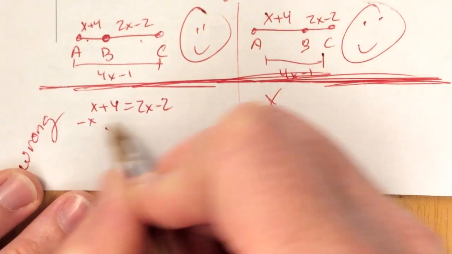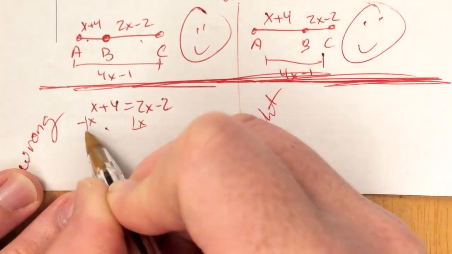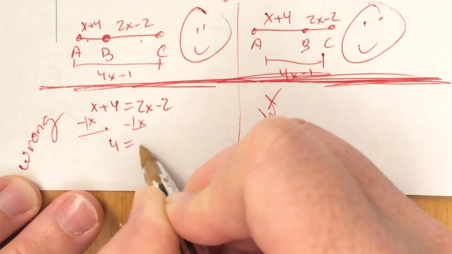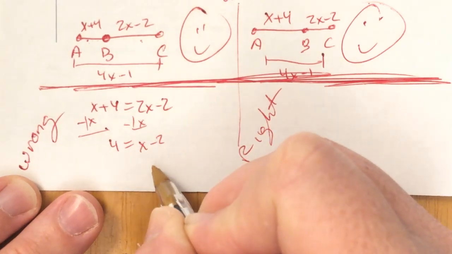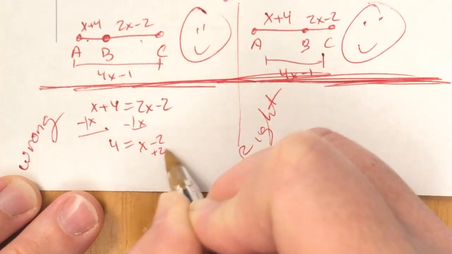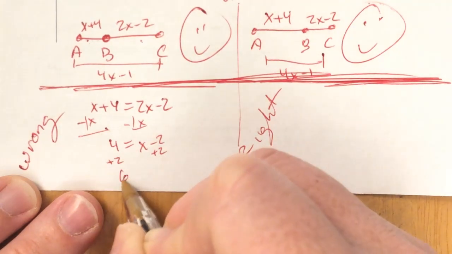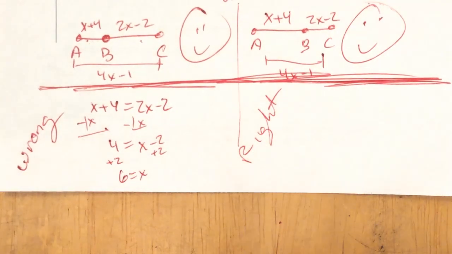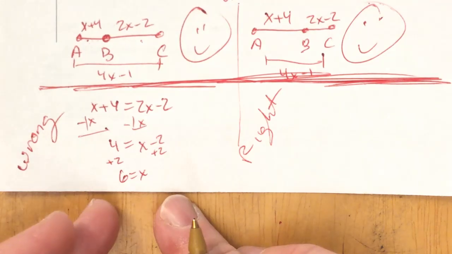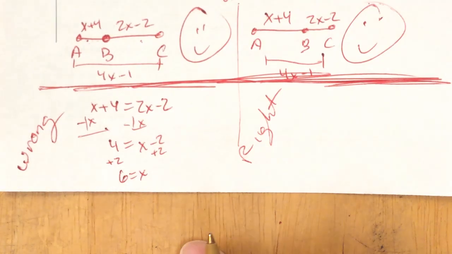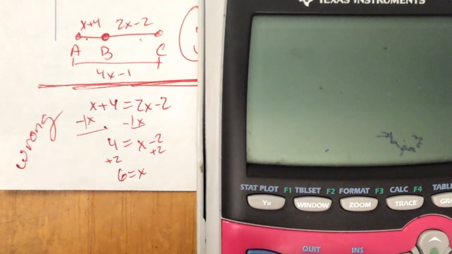I subtract 1x from both sides, and I get 4 is equal to x minus 2. I add 2 to both sides, and I get 6 is equal to x. Now, I haven't recognized that this is wrong yet. This looks beautiful, doesn't it? But it's wrong. This is wrong. And I'm going to show you why it's wrong.